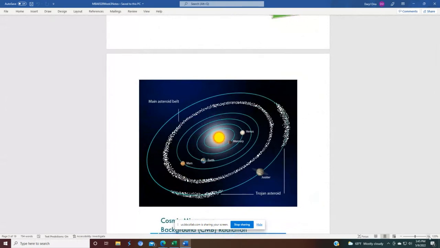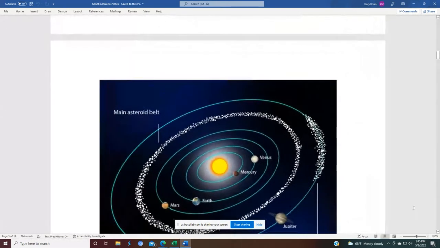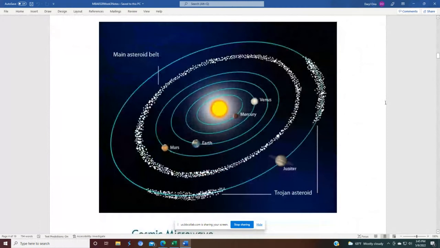Let me make this one a little bit bigger. So again, we're not just limited to just our planet. Here's another choropleth map, but this is of our solar system. And you can see how the different colors are showing different planets.